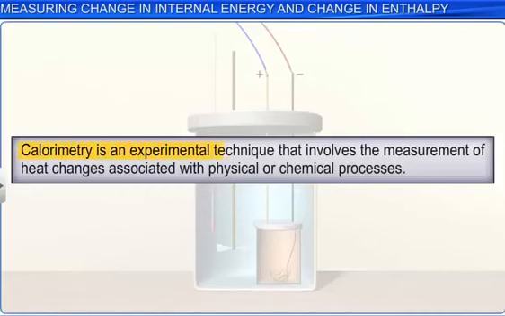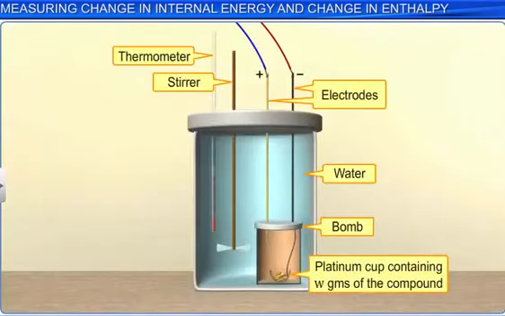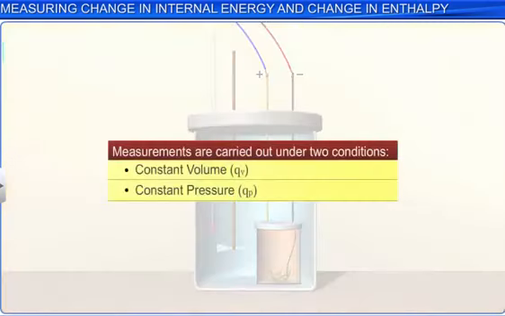Calorimetry is an experimental technique that involves the measurement of heat changes associated with physical or chemical processes. In the laboratory, such changes are measured in a calorimeter. These measurements are generally carried out under two conditions: at constant volume, QV, and at constant pressure, QP.